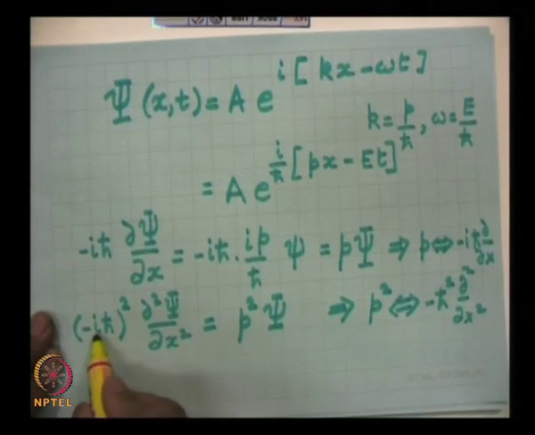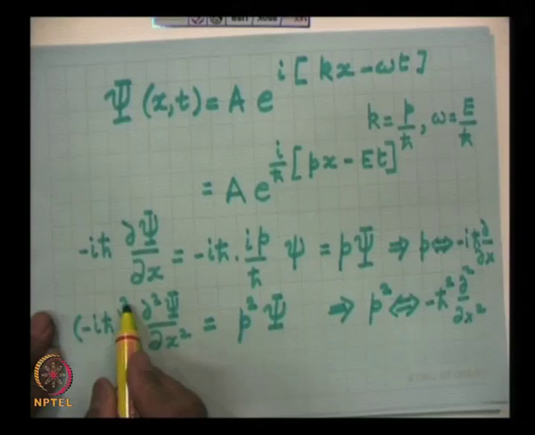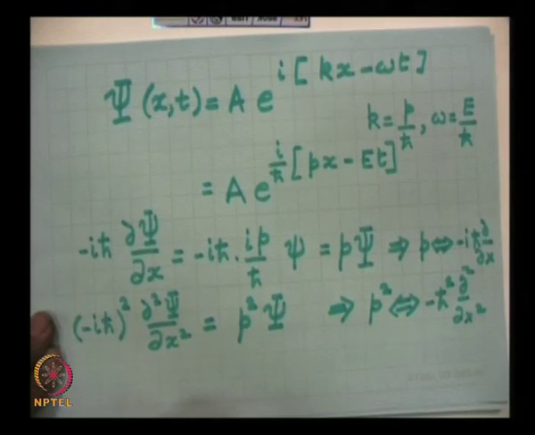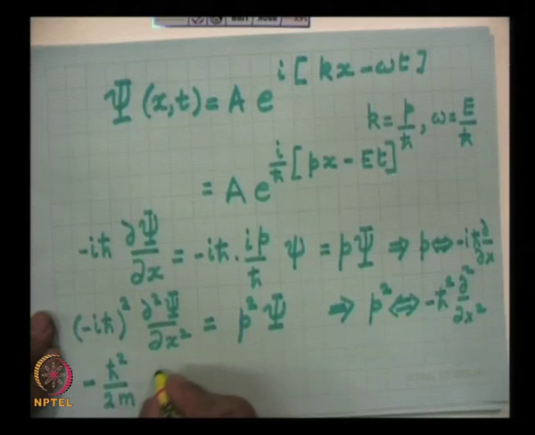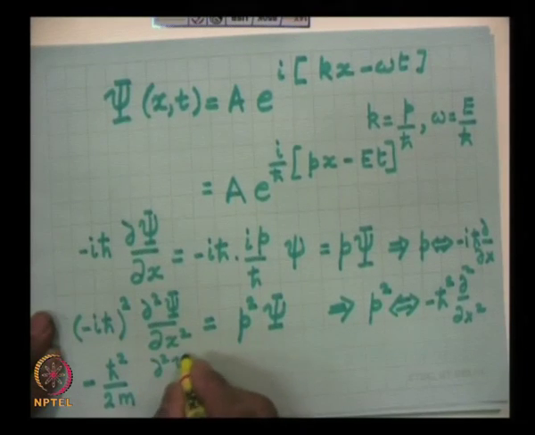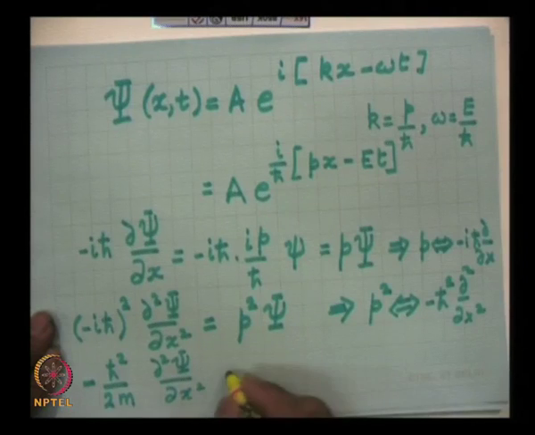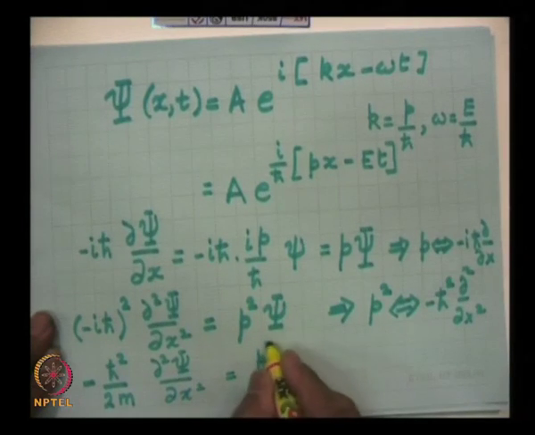So, in this quantity minus minus is plus, i square is minus 1. So, I get minus h cross square, and I divide by, say, the mass of the particle. Say mass of the particle is m, let us suppose, minus h cross square by 2m ∂²ψ/∂x² is equal to p² by 2m into ψ.